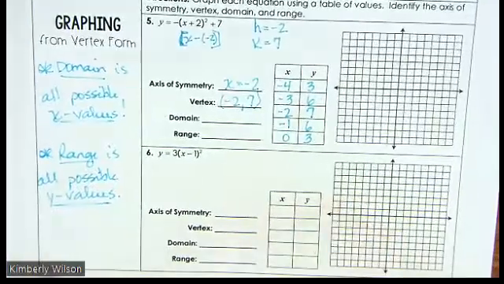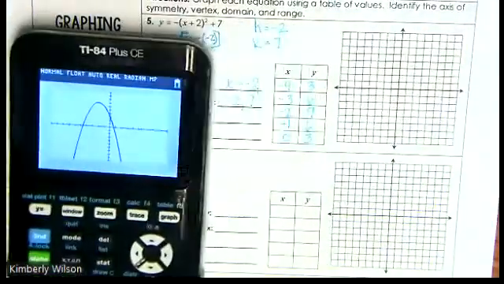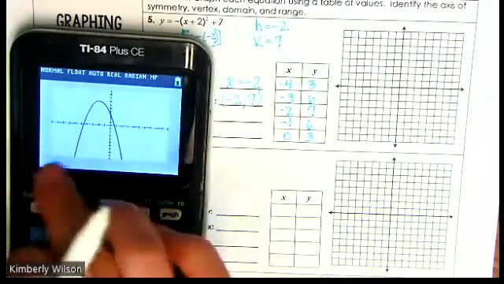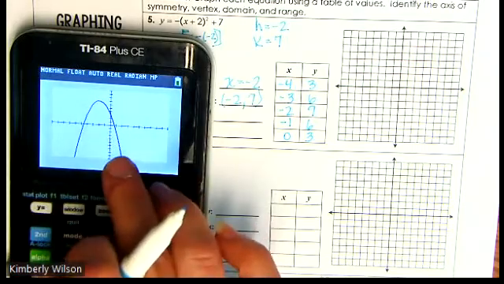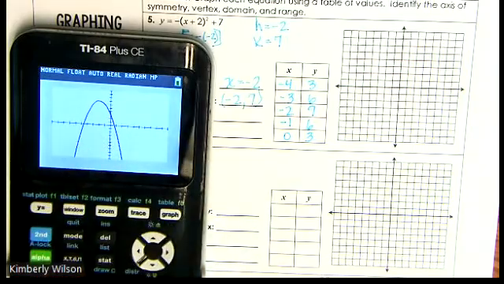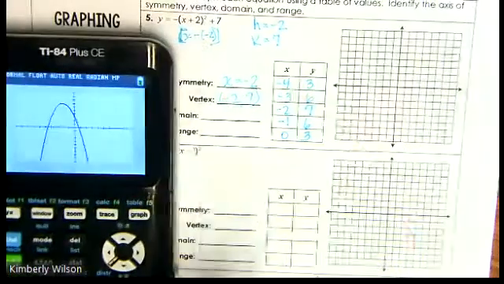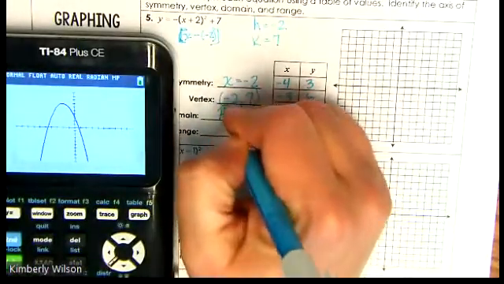So I'm looking at my graph on the calculator. I notice my domain is not going to stop going out this way. It's not going to stop going out this way. So I have no limits on my domain. So we write all real numbers.